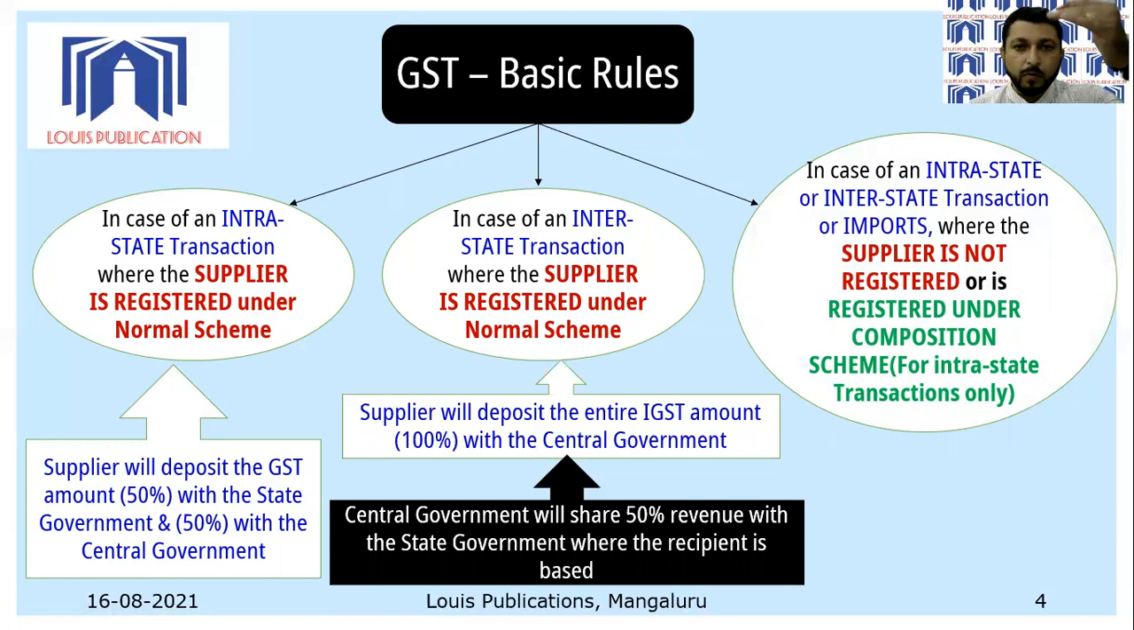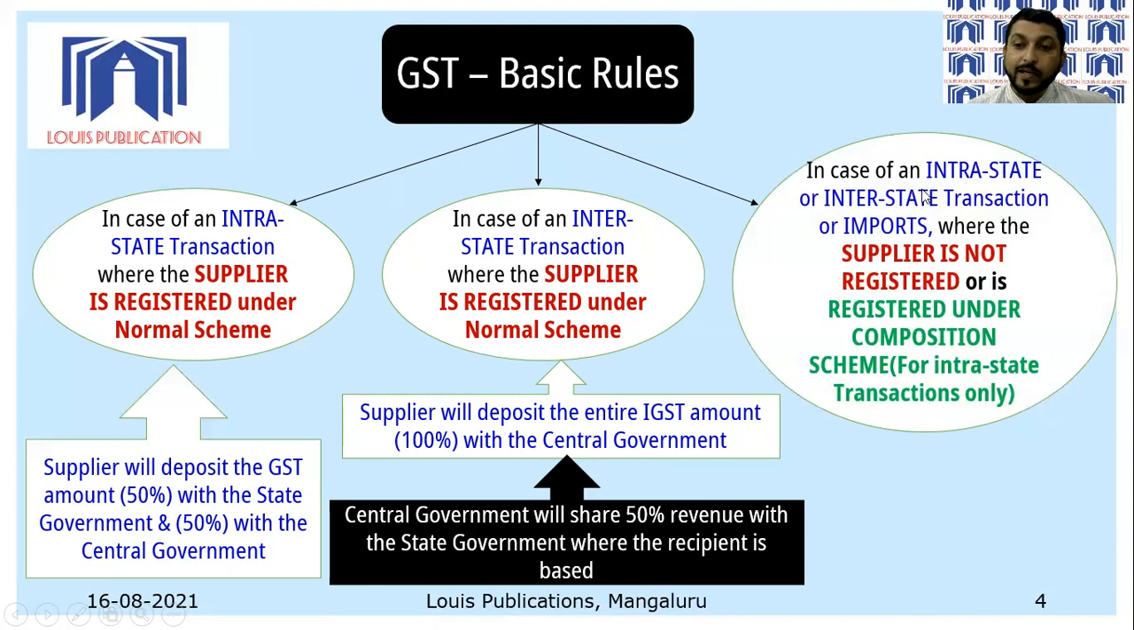After that, the central government will retain 50% of the GST amount, and the remaining 50% will be shared with the Telangana government, because it's a destination-based consumption tax, as consumption of goods happens in Telangana, in Hyderabad. So 50% of the GST revenue will be shared with the Telangana government. Now here the supplier was registered, so it was very easy for the supplier to collect the GST amount and deposit the entire IGST with the central government, and the central government will share 50% of the GST revenue with the state government where the recipient is based.